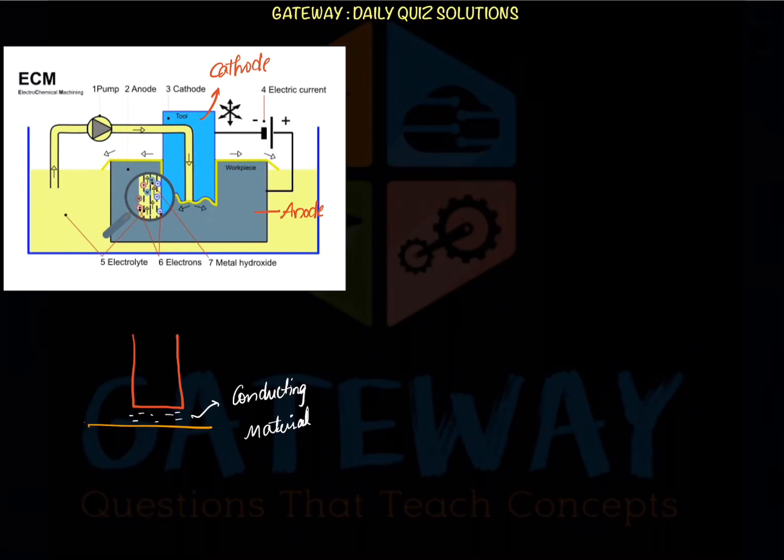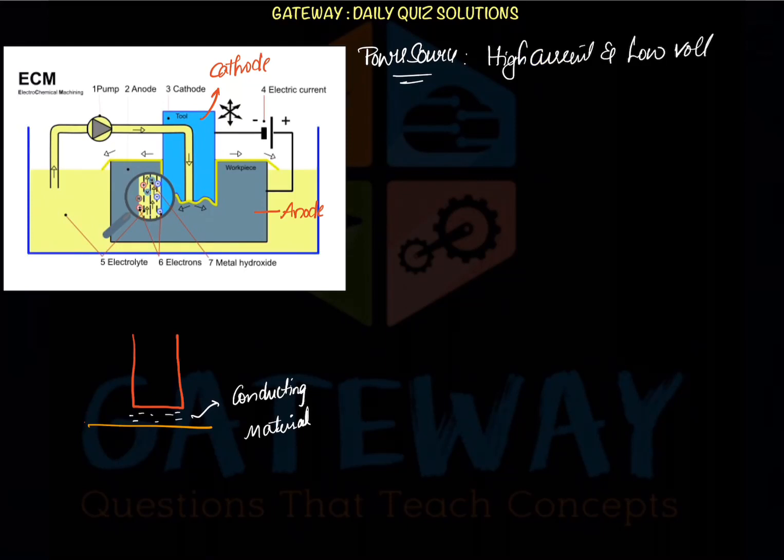Things to note here: the power source we use should have high current and low voltage. Why we need high current, we'll see just now. High current and low voltage, and that too we give our power through a DC supply, direct current supply, not alternating current.